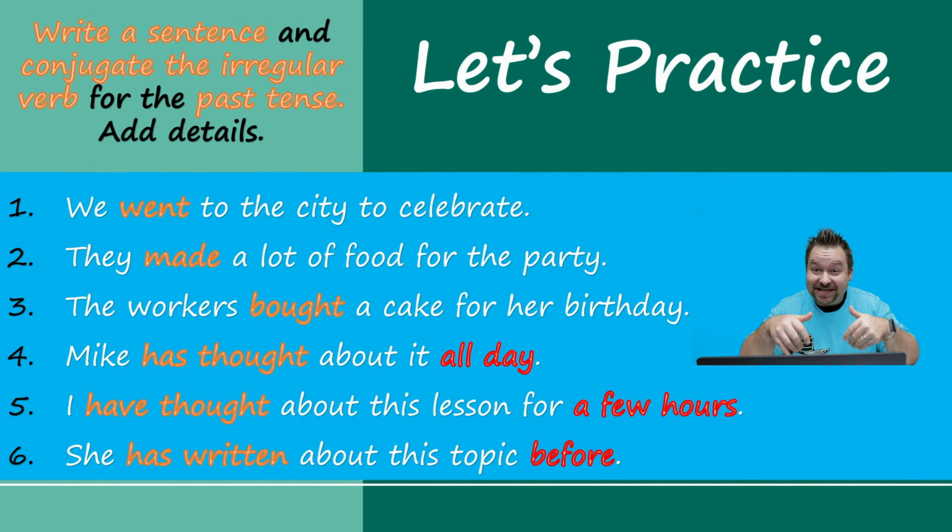I hope you understand. Tell me if you do. It's really hard to throw away this stuff and make it make sense. But for that time before now, a few hours before now, I have been thinking, I have thought about. Okay? That's that past tense. Now, number 6. She plus be verb, or plus helping verb, has. Okay, so we need to use time, because I used has. Written, the ugly irregular verb. She has written what? About this topic. Okay. When? Before.